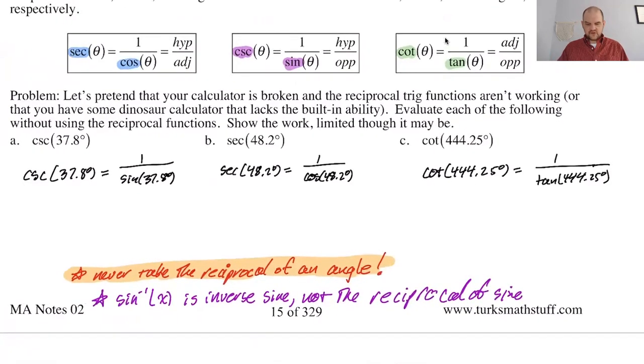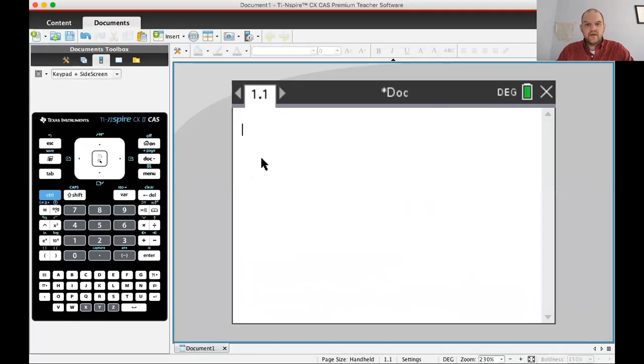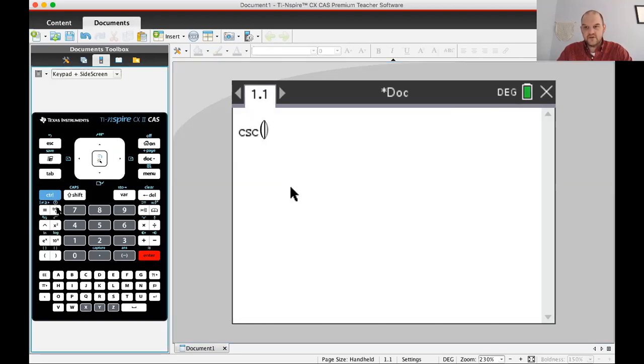So now I'm going to switch over to the calculator and see if we can get the calculator to give us some answers. Let's see. All right, here we go. I am in degree mode, which is good because that's what I need to be in. Let's use the trig button and find the cosecant. Cosecant of 37.8 degrees is that.